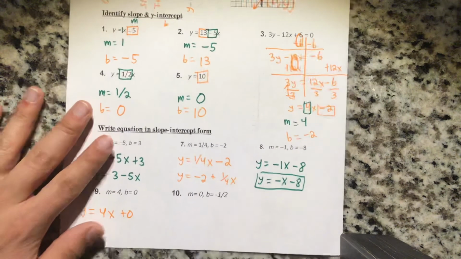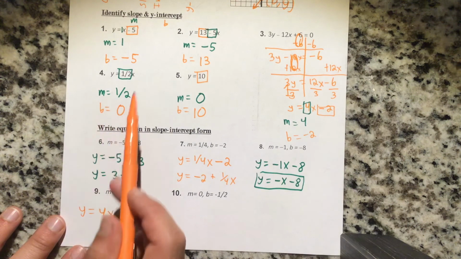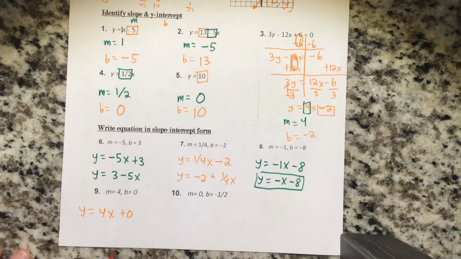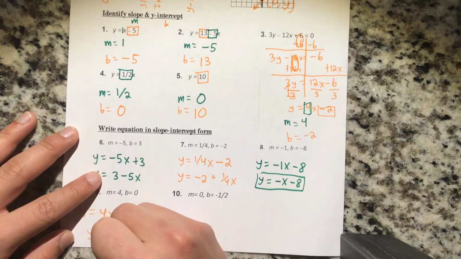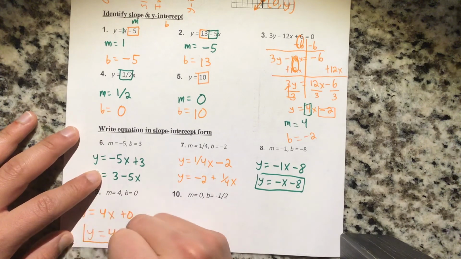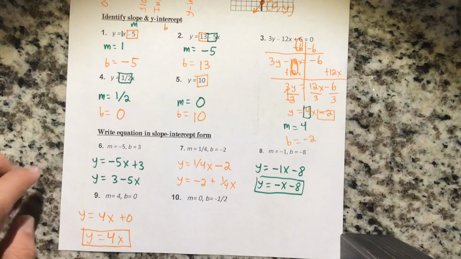But again, like this is correct, right? But it's not proper, right? We don't usually say plus 0, right? Up here, we didn't write plus 0 here. It was just y equals 1/2 x. So my equation for number 9, my proper equation is y equals 4x, okay? That's the proper way to write it.